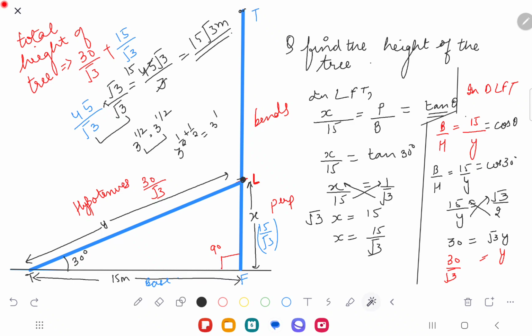Understood or not? That's the answer to this question. So now in this example, we were given only one base and one angle. And you see, with the help of different kinds of trigonometric ratios, we could find the remaining sides. You understand the point?